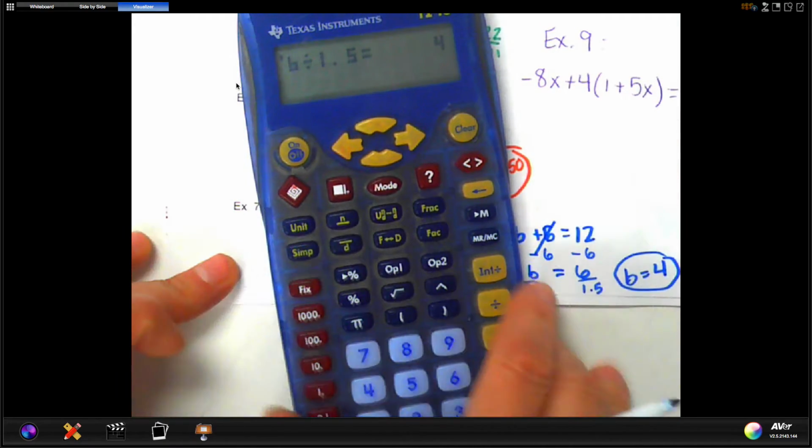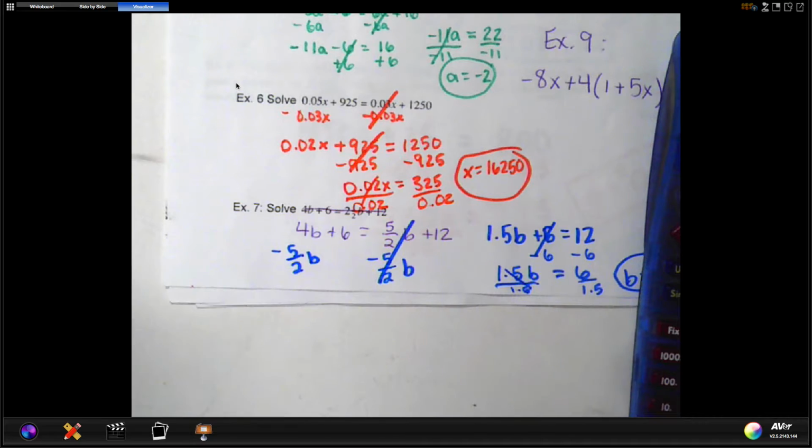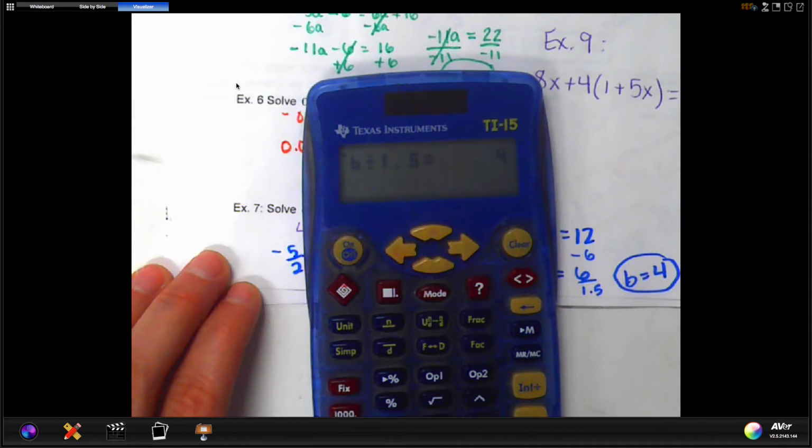And so sometimes being able to type the fractions in the calculator is a good thing, and then at the end of it, you lose the fraction altogether. So our answer is 4.